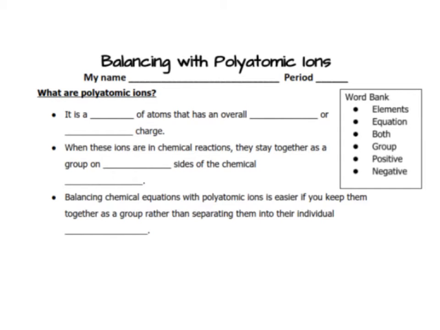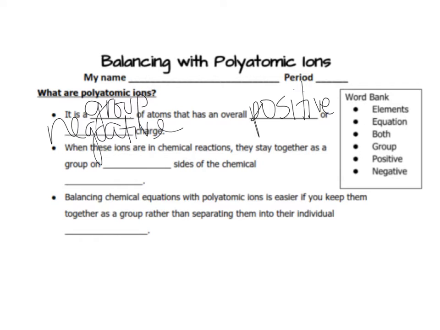It is a group of atoms that has an overall positive or negative charge. When these ions are in chemical reactions, they stay together as a group on both sides of the chemical equation. Balancing these equations with polyatomic ions is easier if you keep them together as a group rather than separating them into their individual elements.